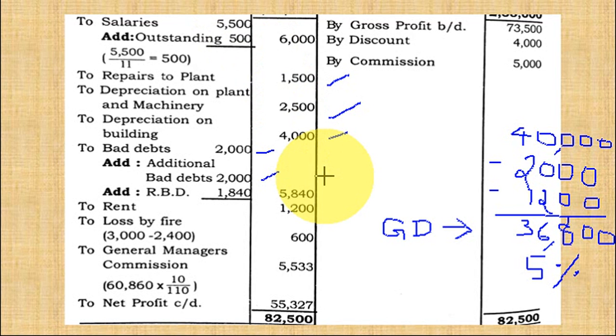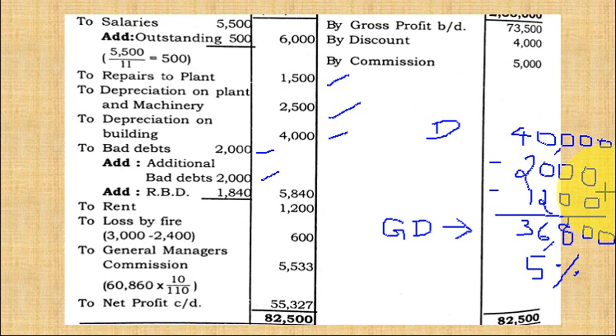Students, watch carefully. Here they have given RBD. We have to find out reserve for bad debts. So I told you always reserve for bad debts will be calculated on the good debtors. So what is the debtors amount given in the problem? 40,000. In the trial balance, debtors given is 40,000 less bad debts. So bad debts given in the adjustment, 2000, we have to deduct.